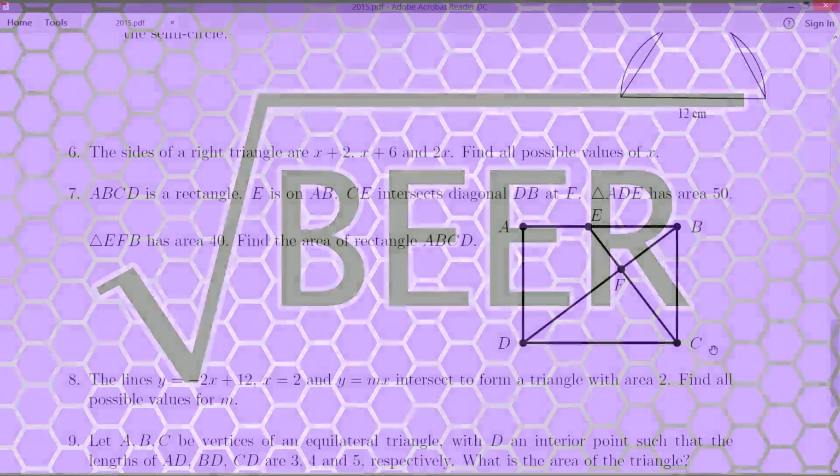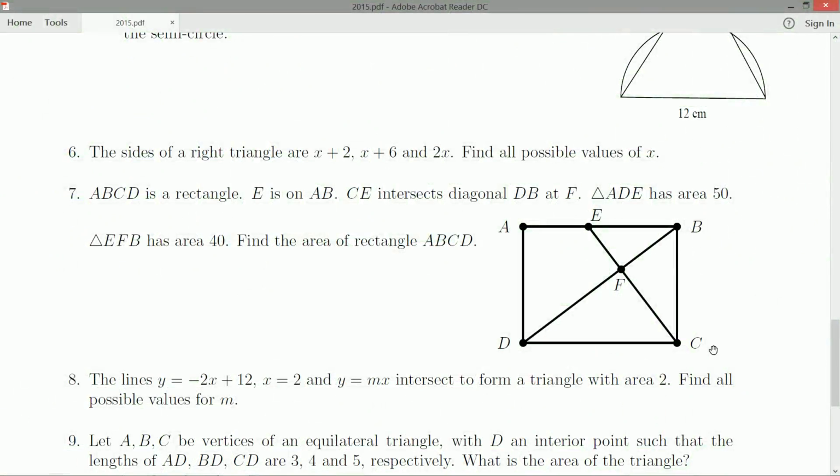Welcome back. We're continuing our look at the 2015 Manitoba Math Contest, and we're up to question number 7. ABCD is a rectangle. E is on AB. CE intersects diagonal DB at F. Triangle ADE, which for some reason they don't have connected in their picture, has an area of 50, and EFB has an area of 40. Find the area of rectangle ABCD.